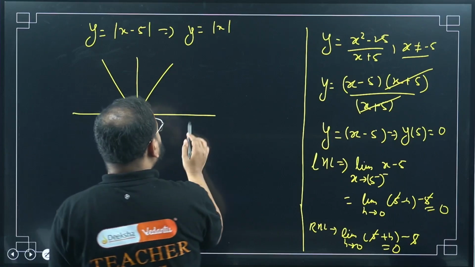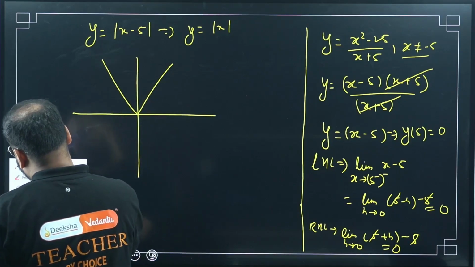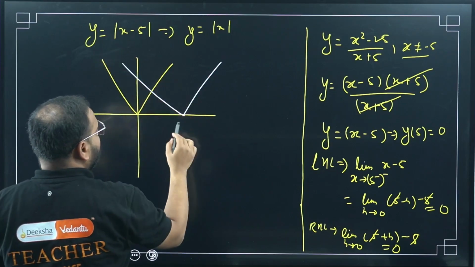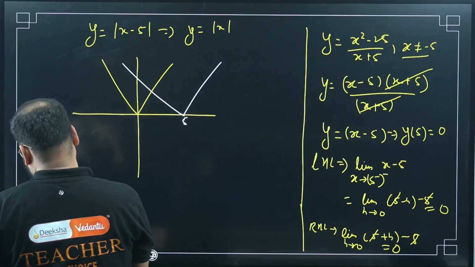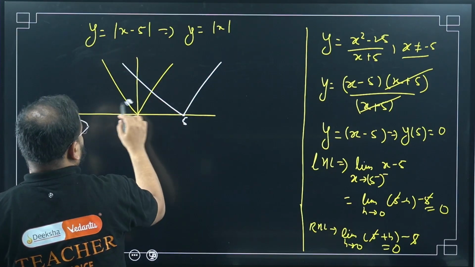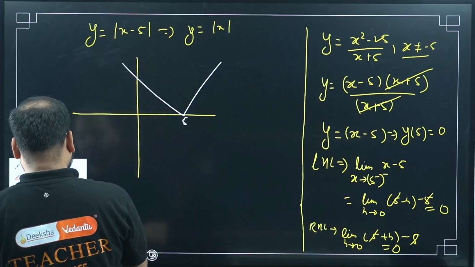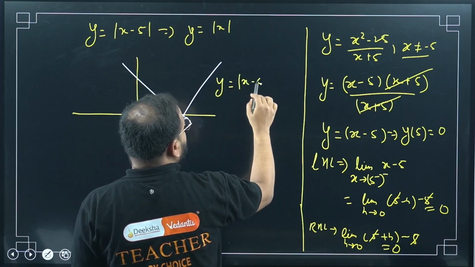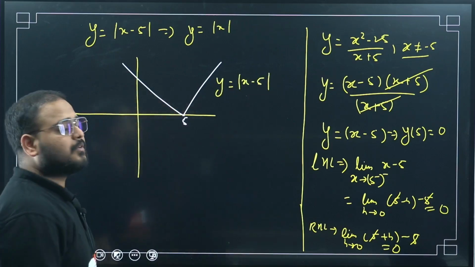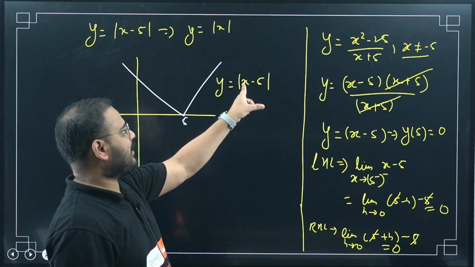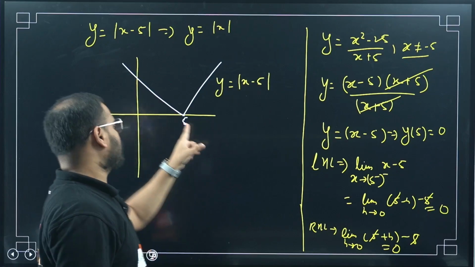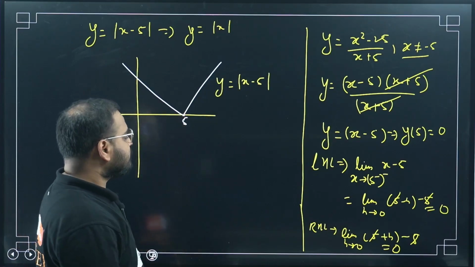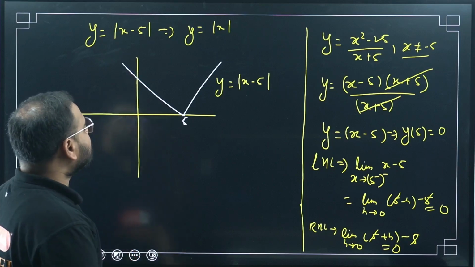Moving this by 5 units means what? I will have another graph over here at 5. This is the curve for y equals mod of x minus 5. If you don't agree with me, put x equals to 5. When you put x equals to 5, what are you going to get? 5 minus 5 will be 0. So at 5, what is the value of the function? 0. Okay, great.